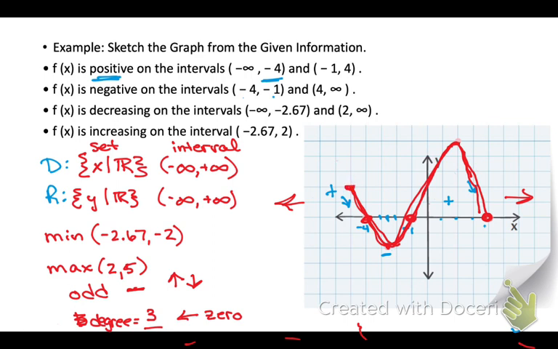So let's think about this again. So domain are x values, yes? Okay. So the domain of this graph is from what to what? What is the smallest x? -4. -5. What's the biggest x? 5. 4.